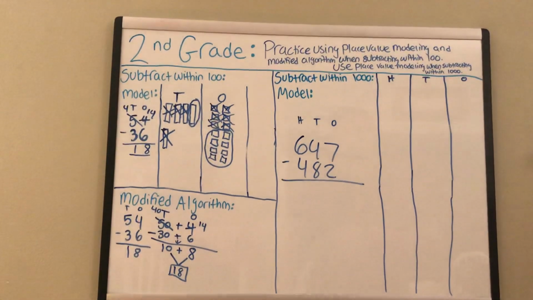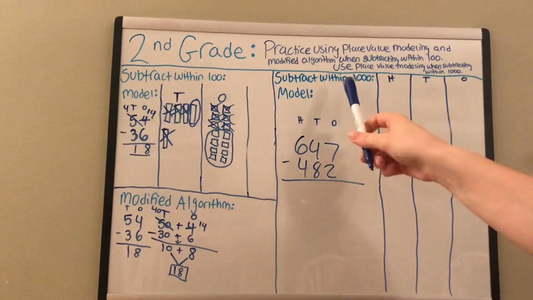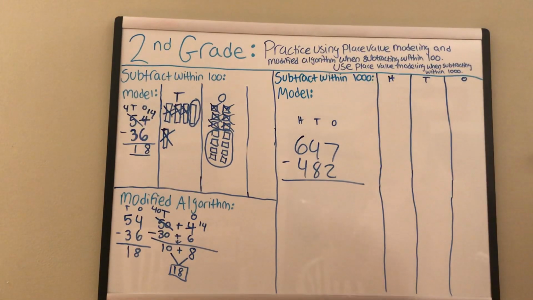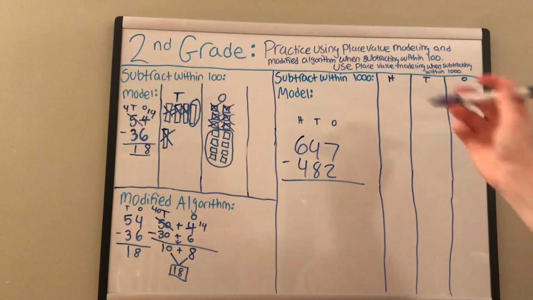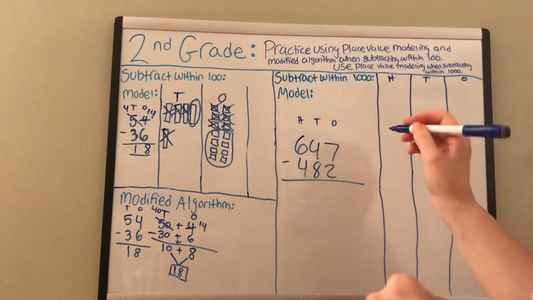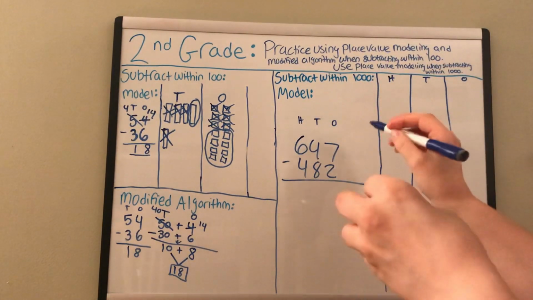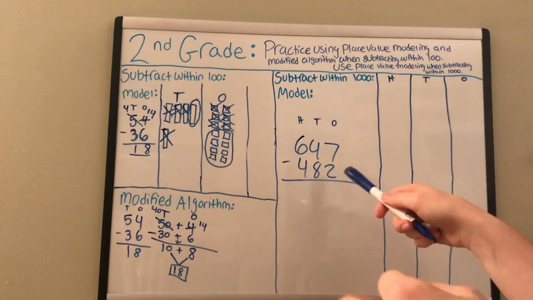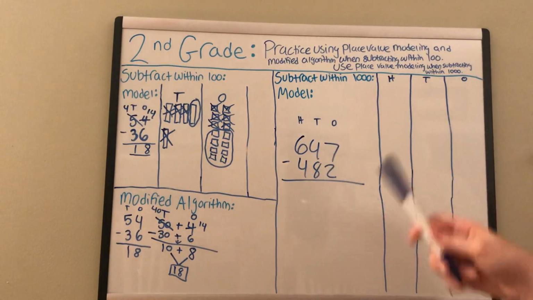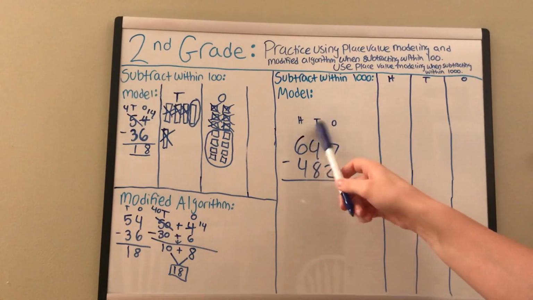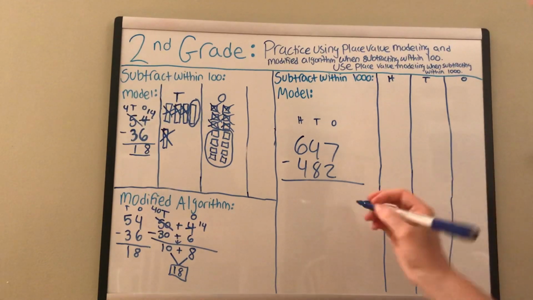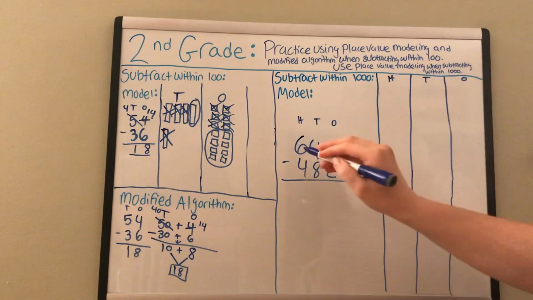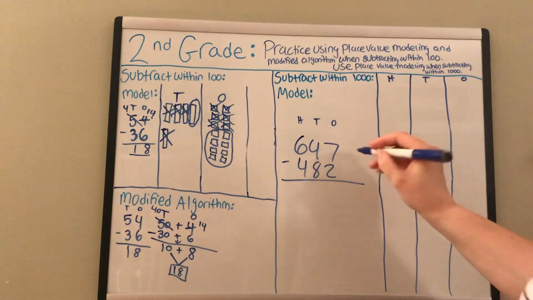All right, moving on to subtraction within 1,000. So when we're teaching subtraction within 1,000 in second grade, we use the modeling strategy. So once again, like this, we have an equation where there's place value, but this time we have hundreds, tens, and ones instead of just the tens and the ones. So we would draw out our first number, 647.